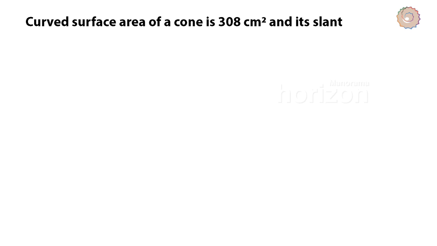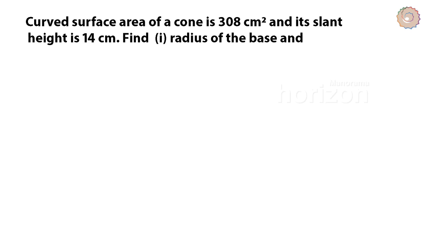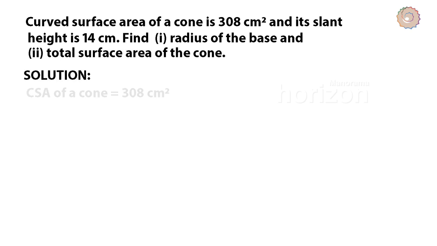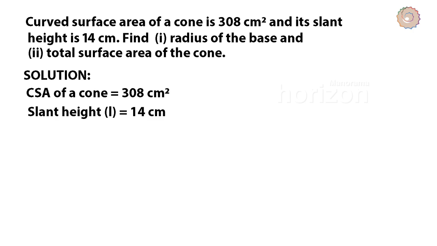Let us now consider a problem. The curved surface area of a cone is 308 cm squared and its slant height is 14 cm. Now let us find the radius of the base and the total surface area of the cone. The solution for the same is as follows. The curved surface area of the cone is given as 308 cm squared from the problem, and the slant height l is 14 cm.